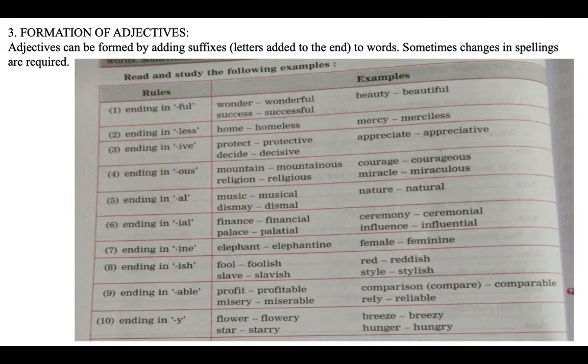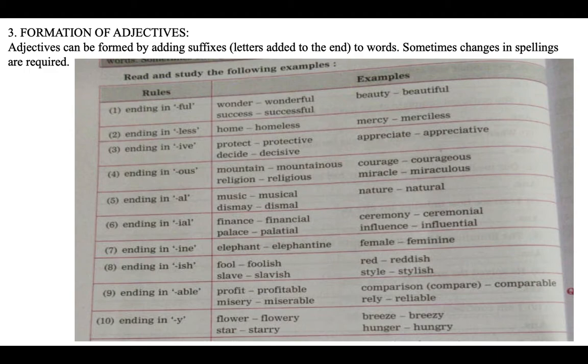Ending in ive, protect, protective. Ending in ous, mountain, mountainous. This is a mountainous area. What kind of area is it? It's a mountainous area. So it is adding more information, giving us more details about the noun or the pronoun. Ending in al, music, musical. Ending in ial, finance, financial. We say this is a financial year. So what kind of year is it? It's a financial year. So describing, therefore it becomes an adjective.